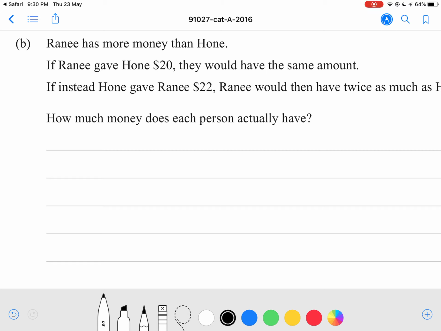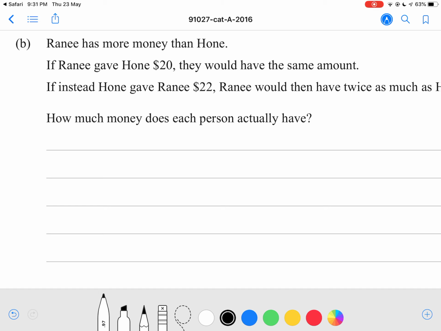So if Rene gave Hone $20, when you're giving someone money, you're losing money, okay? So let's say I have $40 right now, and I have my friend, Brian here, and I want to give $20 to my friend Brian. By giving away this $20, I no longer have $40, I only have $20. So basically, when you're giving someone money, you lose that amount of money, okay? Hopefully you understand that, okay?